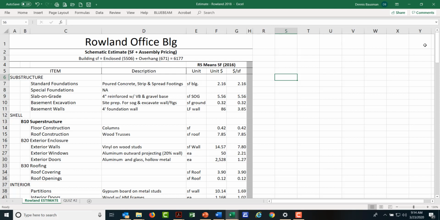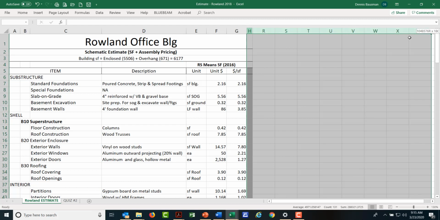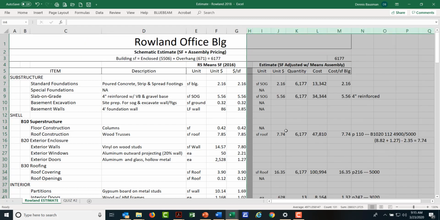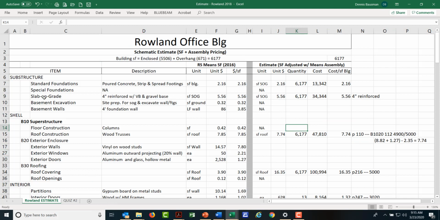How do you... I'm going to show you some stuff here. I'm going to show you what's on the other side so I can walk you through this. But don't jump ahead of me, okay? What I did is I set up, and again, I'll send you this whole template so you can use something similar or build on it for your project. But this is Means square foot. What I'm creating over here is Means square foot that's adjusted with Means assembly.